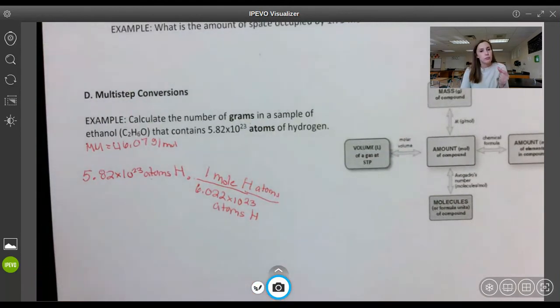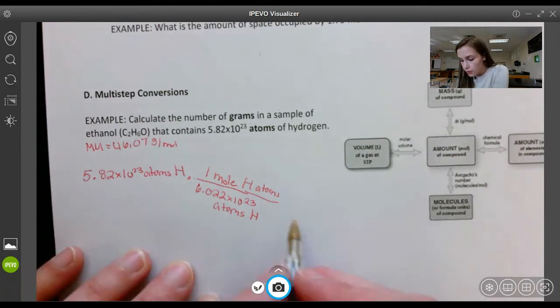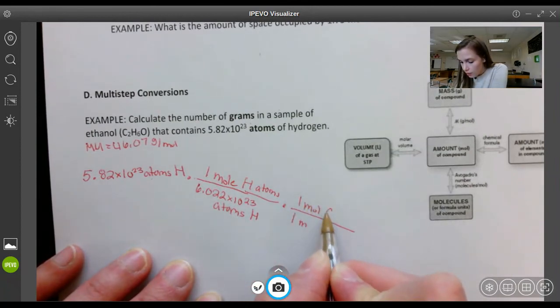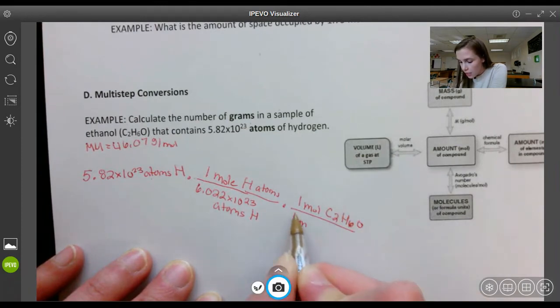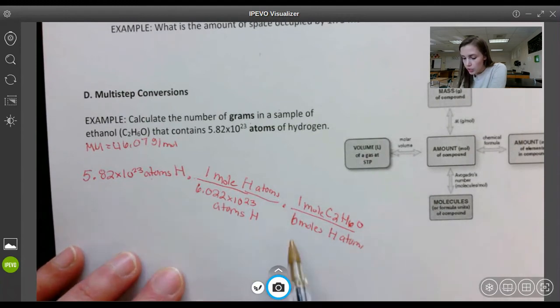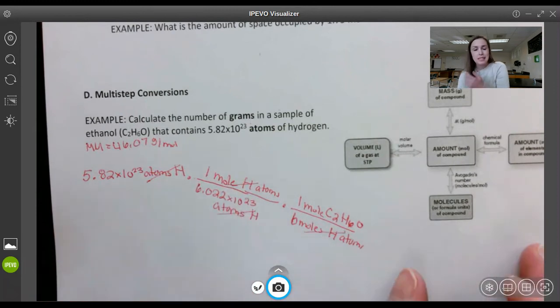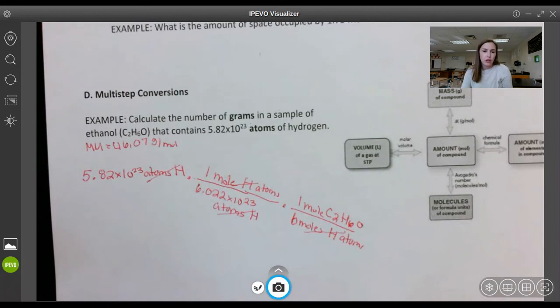Okay, now this is where I'm going to use the relationship between the hydrogen atoms within every mole of ethanol. So if I have 1 mole of ethanol, C2H6O, that subscript of 6 there is going to tell me that I have 6 moles of hydrogen atoms. So if we check units, I've gone from the number of atoms to how many moles of hydrogen atoms. So if I were to stop here, I'd have my moles of ethanol, but I'm looking for grams.